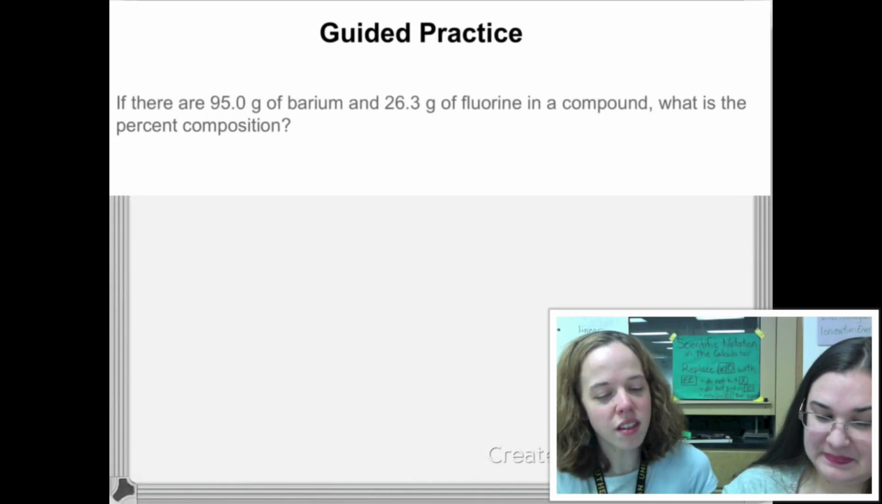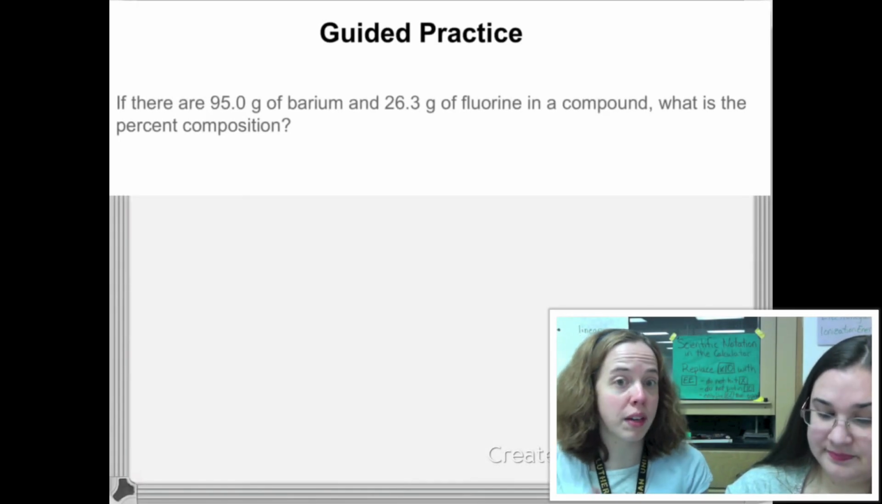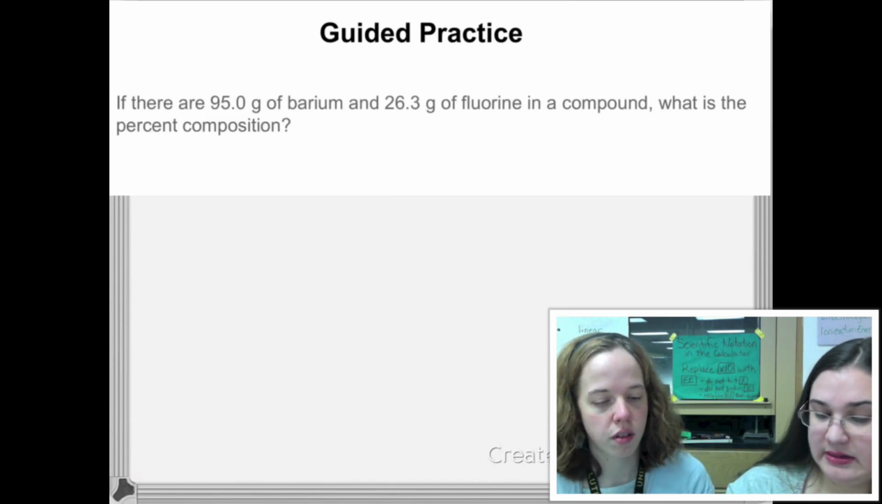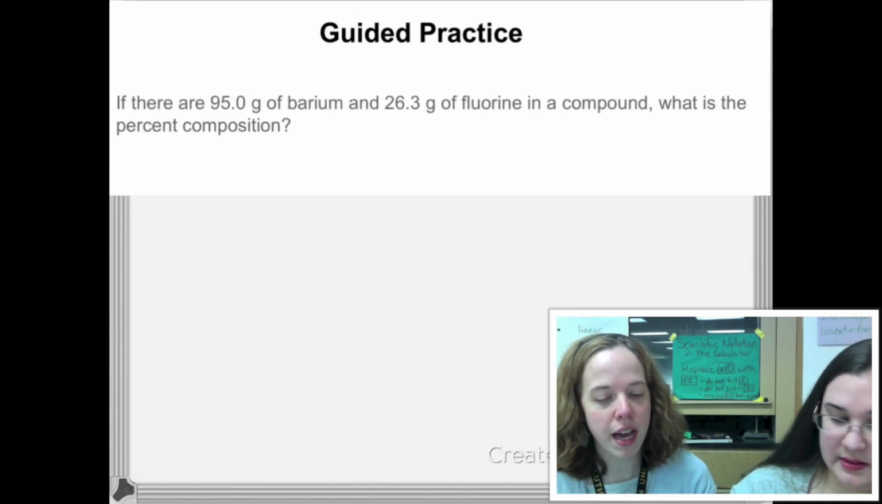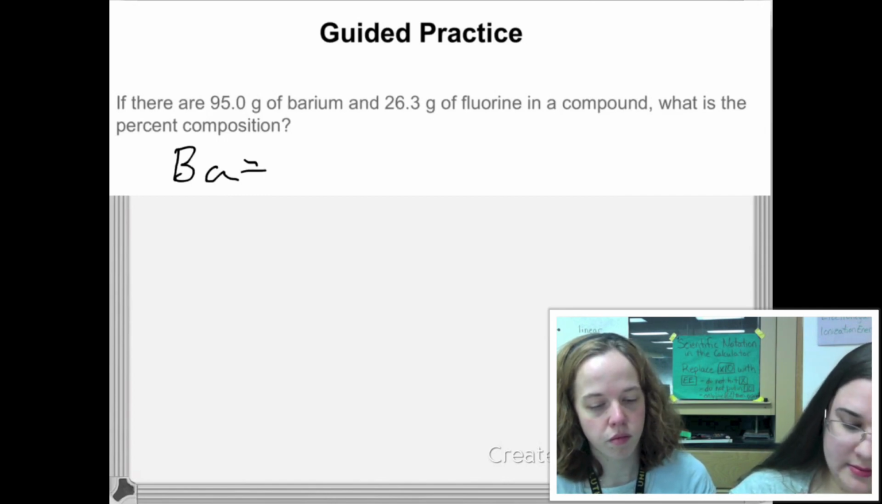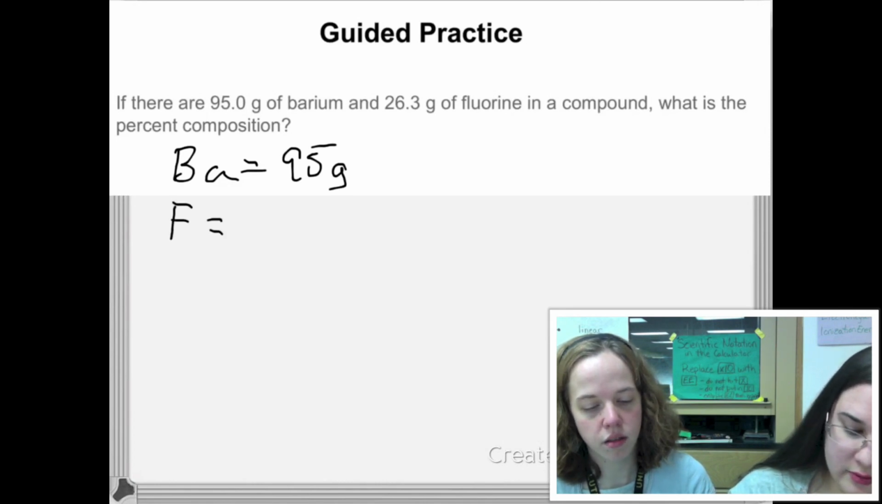All right. So this one's a little bit different, because earlier we were getting our formula and we found our molar mass. Here, what does it tell us? It's already giving us a mass. So it's giving us the mass of our parts. So what's our part for barium? Our part for barium is going to be 95 grams. And then what does it tell us about our fluorine? Our fluorine is going to be 26.3 grams. So those are both of our parts.